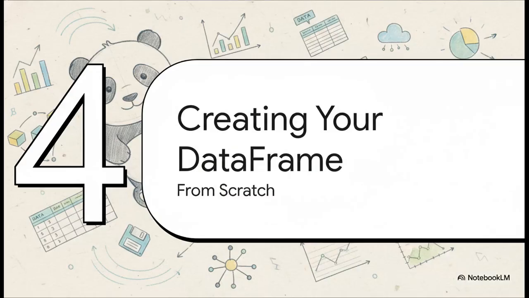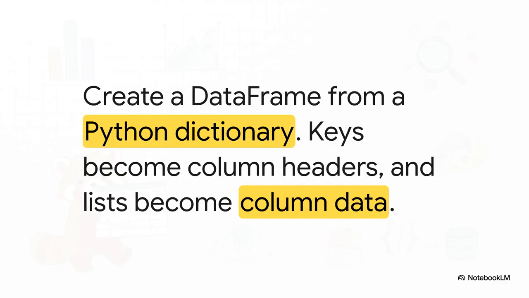Okay, our environment's ready. We've imported pandas. Now for the fun part. Let's actually create our very first data frame. While most of the time you'll be reading data in from files, it's so important to know how to build one right from scratch. One of the most common and, I think, intuitive ways to make a data frame is from a standard Python dictionary. It's simple. The keys of the dictionary become your column headers. And the values, which are lists of data, become the rows within those columns. It's just a really clean, straightforward way to map an idea into code.